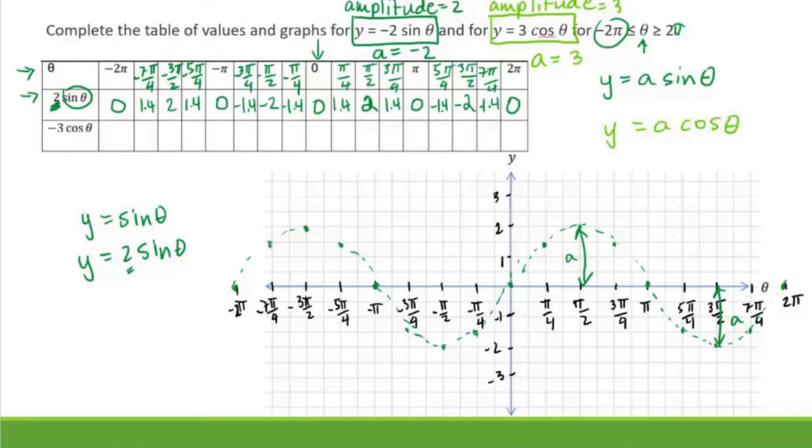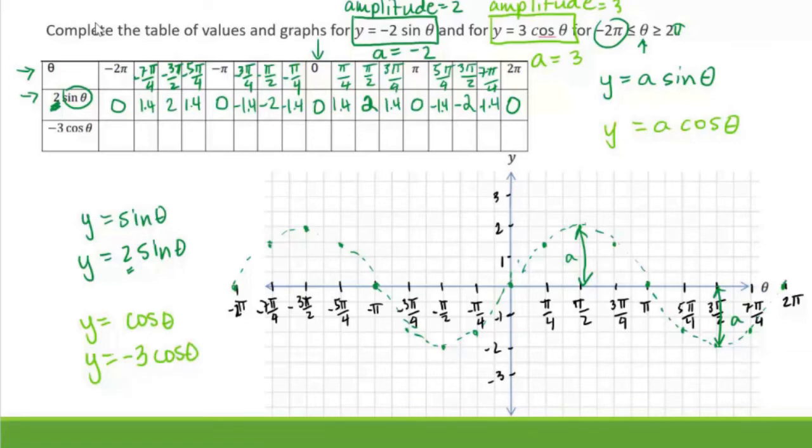Based on that, how do you think y is equal to -3 cos theta will differ from y is equal to cos theta? So we previously graphed y is equal to 1 times the cosine of theta, and now we're going to graph y is equal to -3 times the cosine of theta. There are two differences here. One is that a is a larger number, or the amplitude is a larger number.